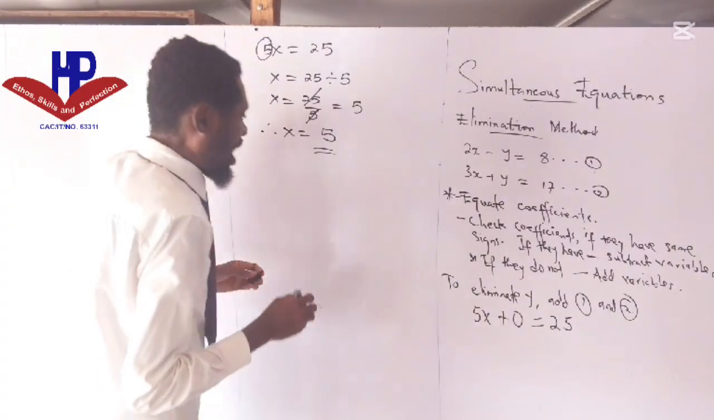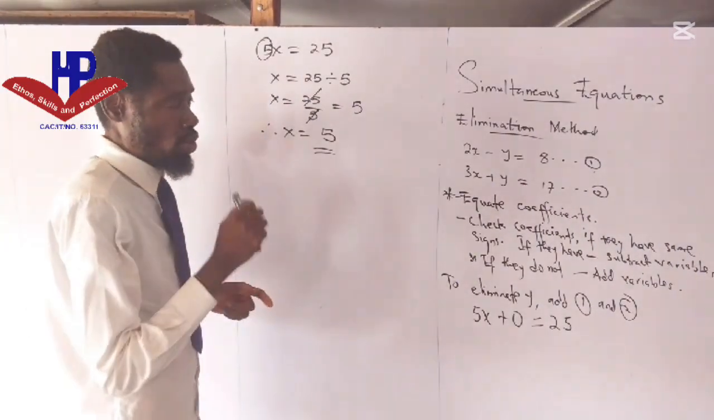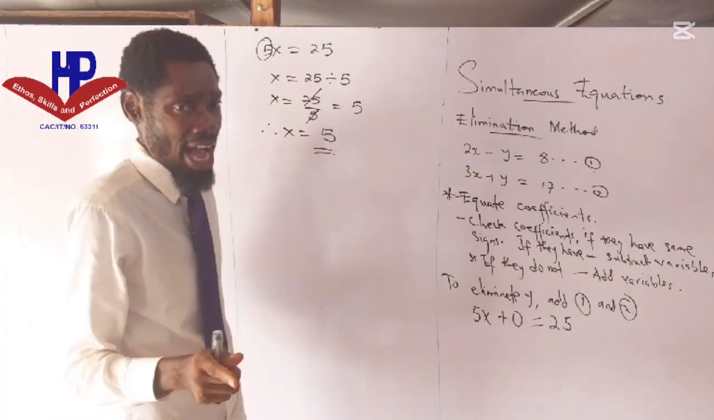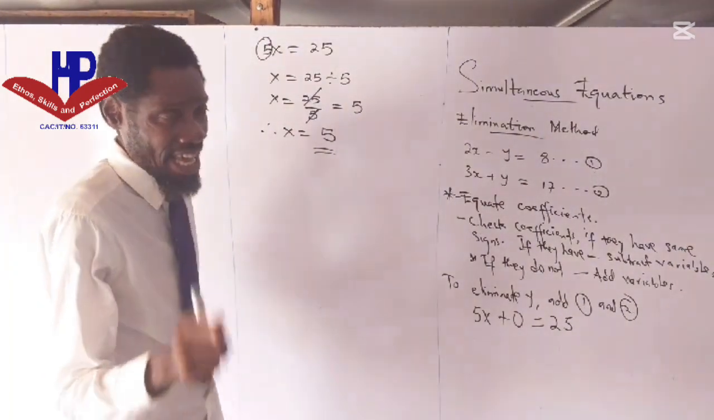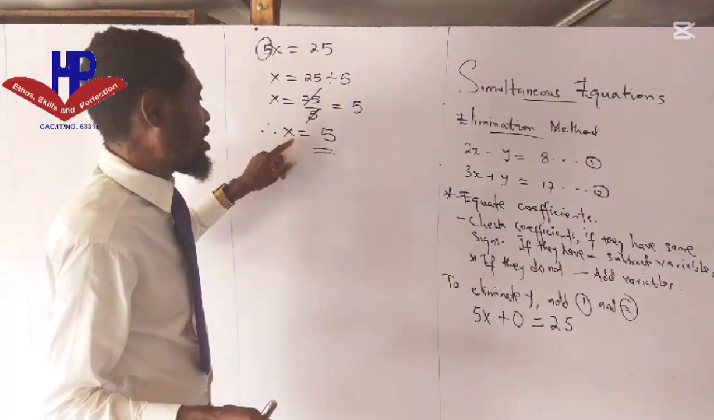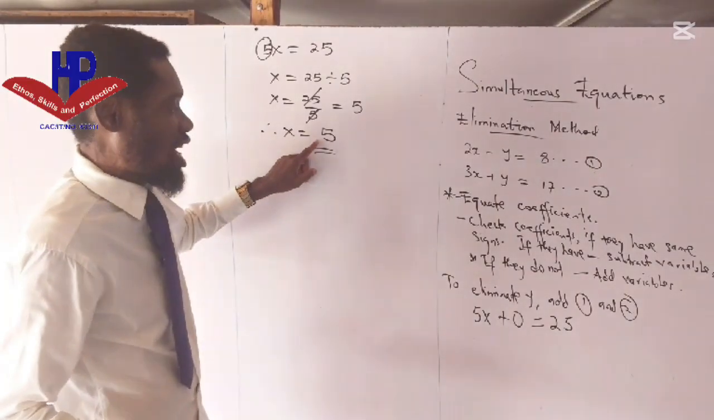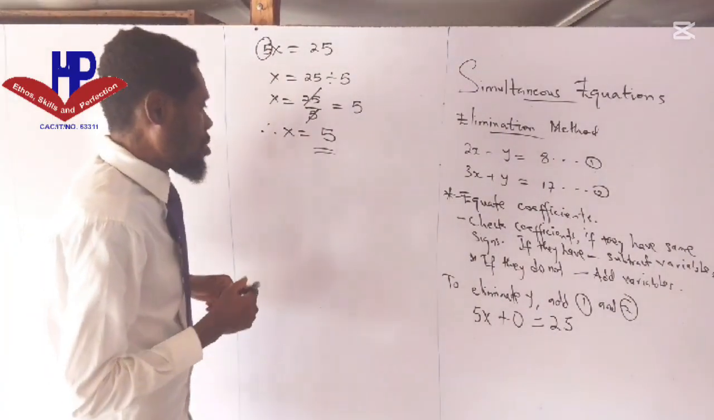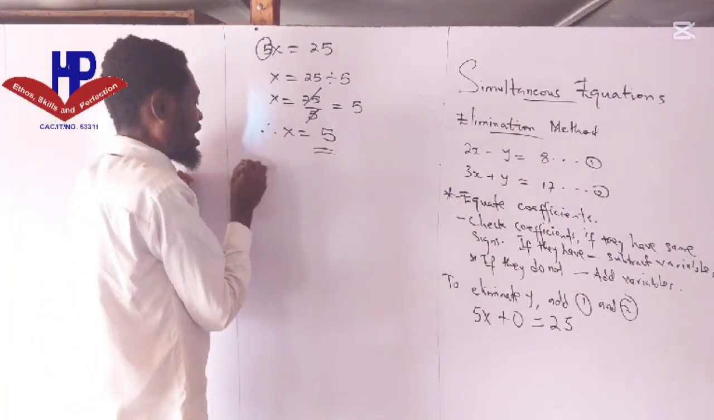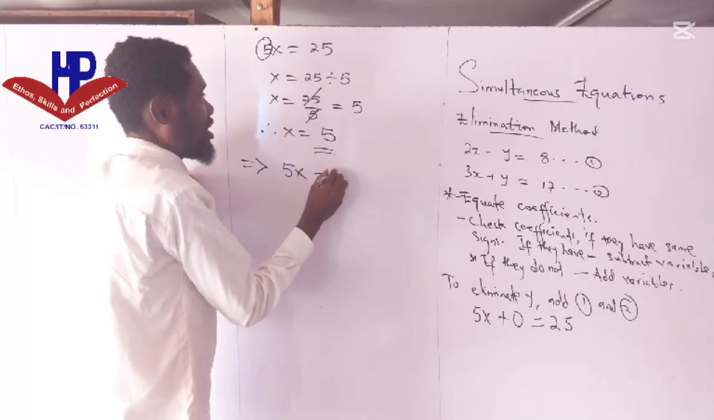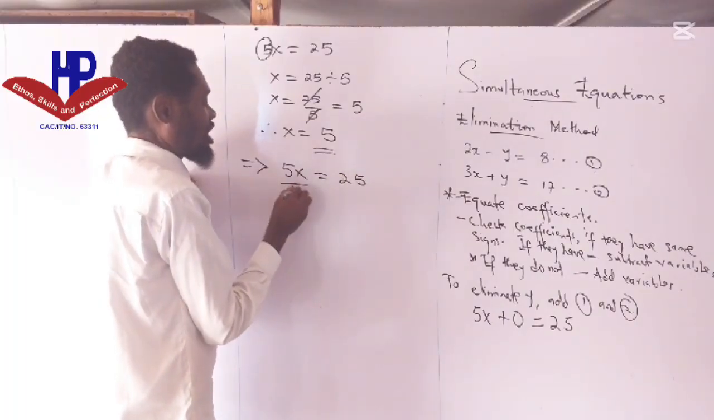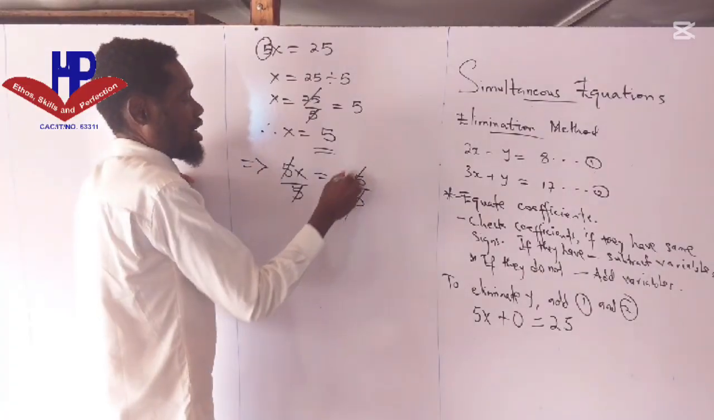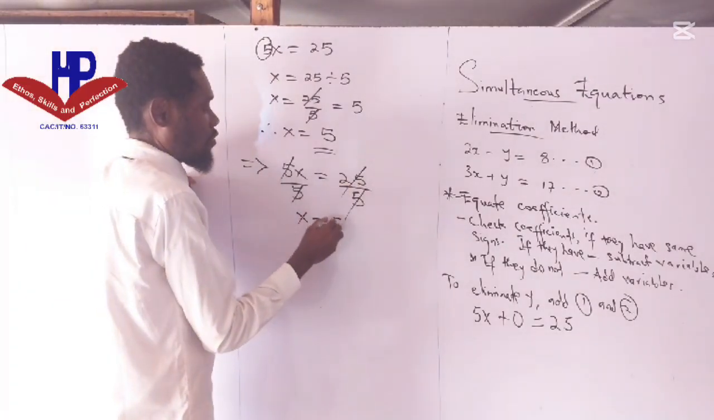So if you want to find the value of x, you will need to eliminate y. And if you want to find the value of y, you will need to eliminate x. So for us to have x is equal to 5, we needed to eliminate y, and we got this result eventually. Some people may want to use the alternative method. At this point, 5x is equal to 25. You divide both sides by 5 to make x stand alone. So 5 will cancel 5, and 25 divided by 5 is 5. So we have x is equal to 5.